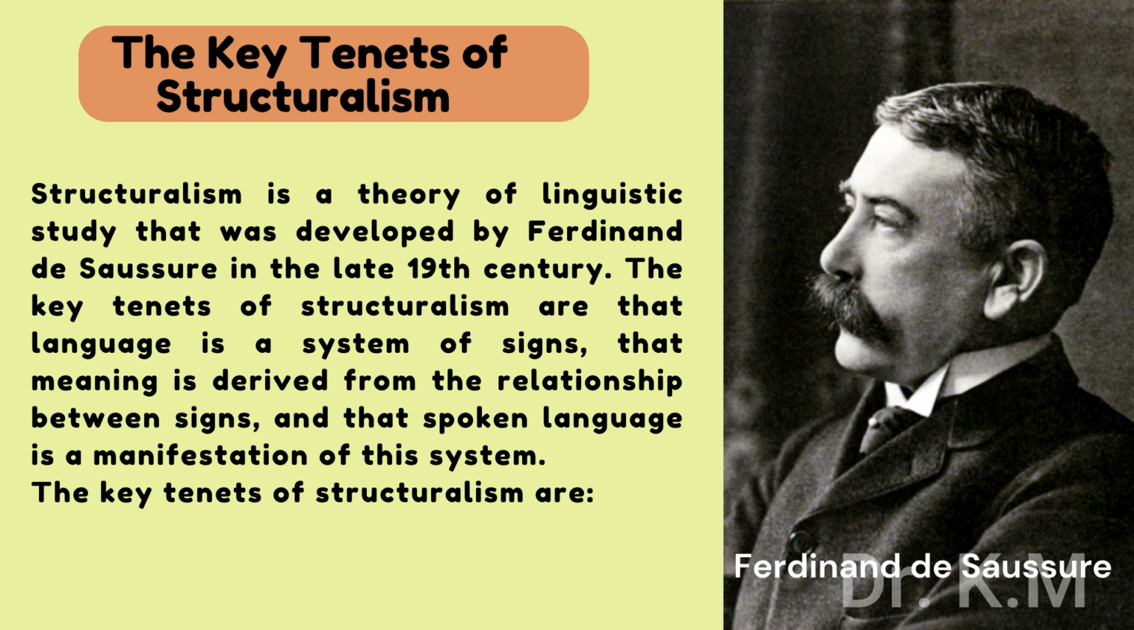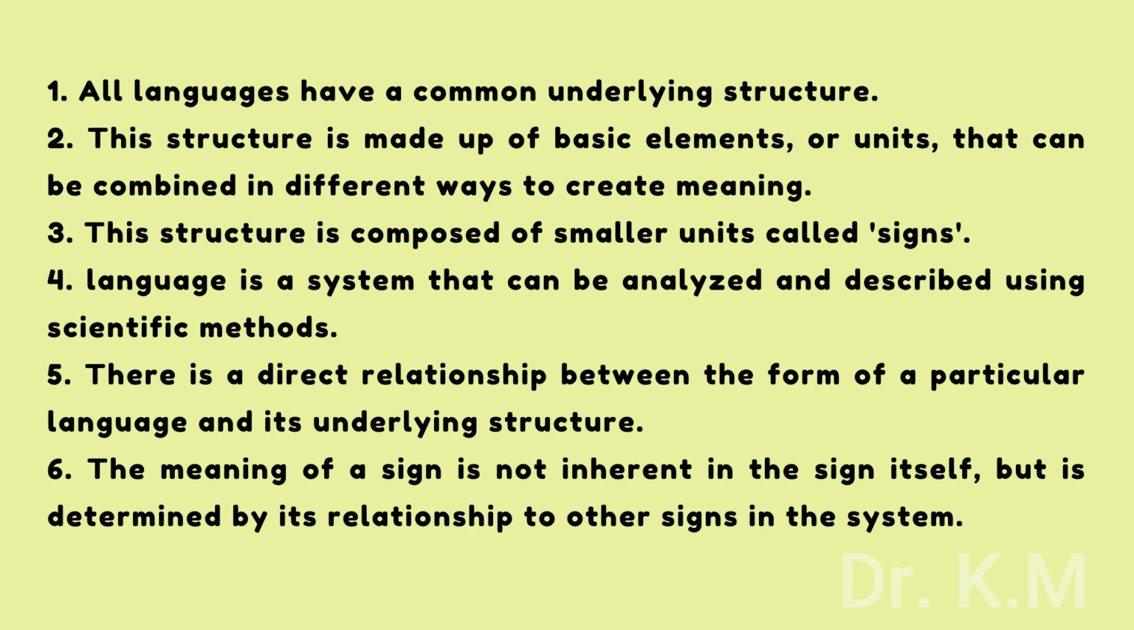The key tenets of structuralism are: 1. All languages have a common underlying structure. 2. This structure is made up of basic elements, or units, that can be combined in different ways to create meaning. 3. This structure is composed of smaller units called signs. 4. Language is a system that can be analyzed and described using scientific methods. 5. There is a direct relationship between the form of a particular language and its underlying structure. 6. The meaning of a sign is not inherent in the sign itself, but is determined by its relationship to other signs in the system.